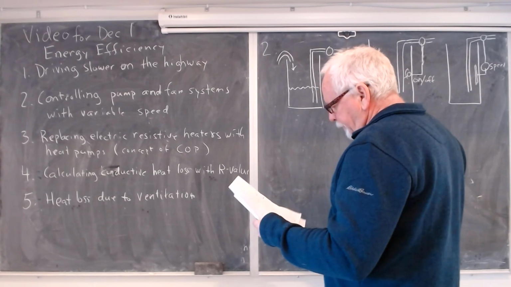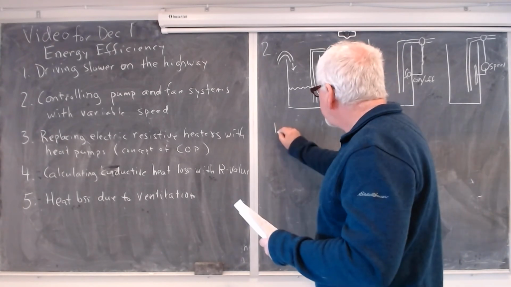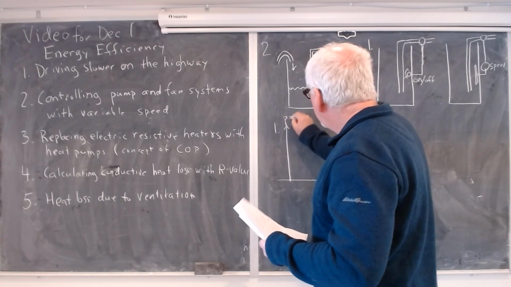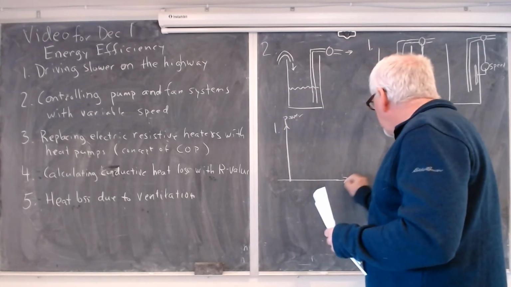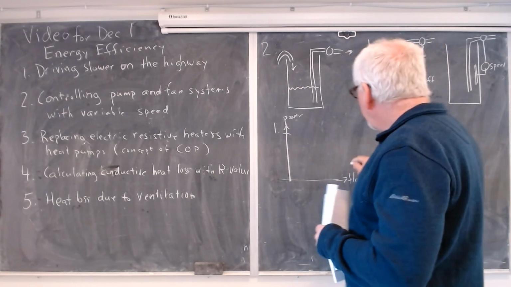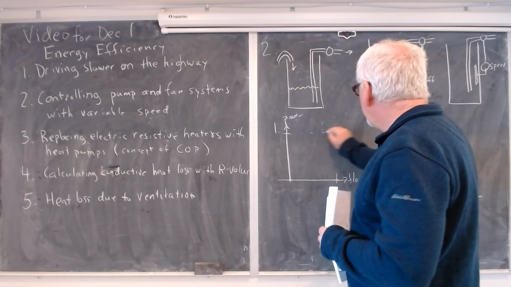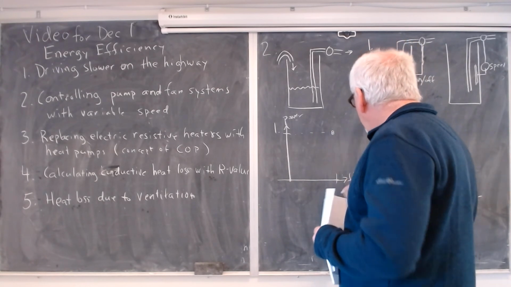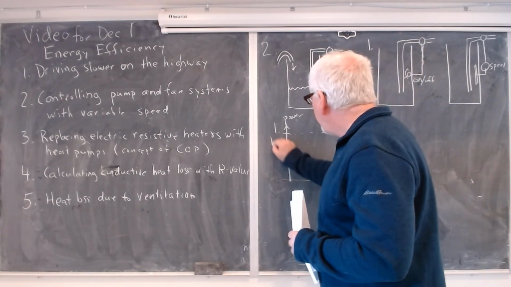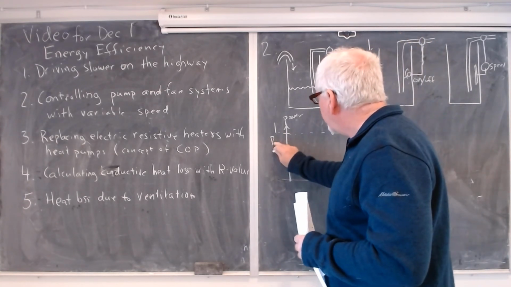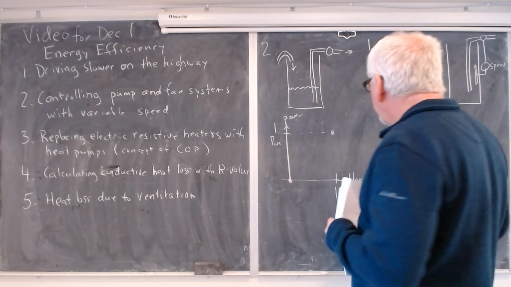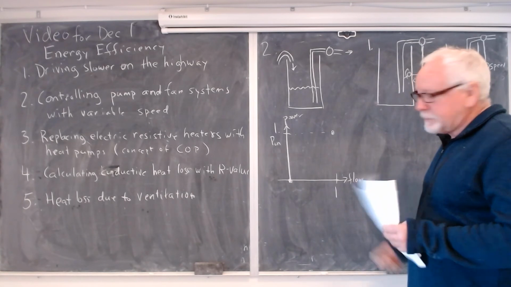Now, in the first situation, our power versus flow can be analyzed this way. When the pump is on, we are at 100% flow, and I'll write that as 1, and our power is the full power of the pump on. And when it is off, it is 0% because it's off.